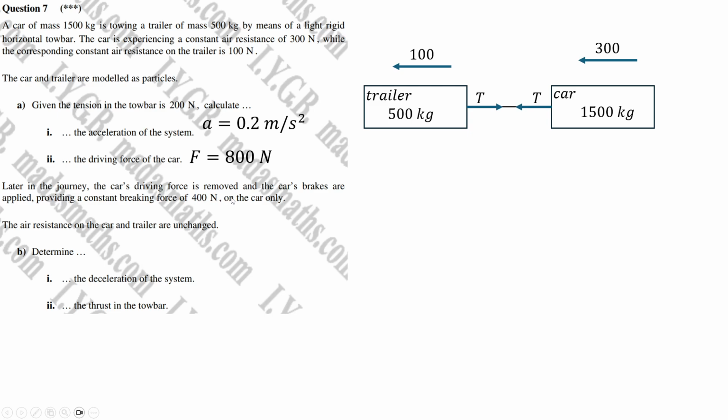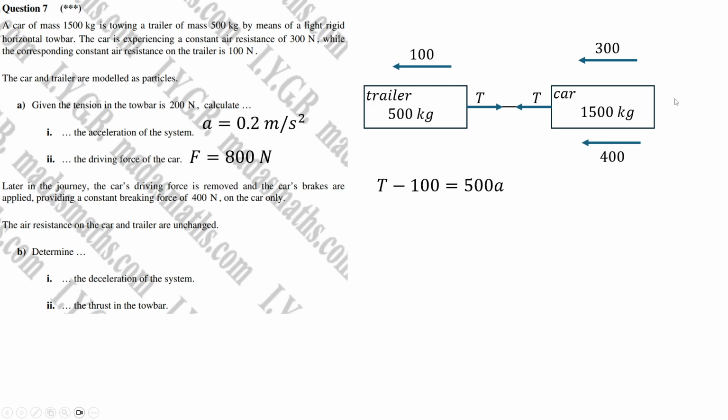The driving force is removed and the car's brakes are applied, providing a constant braking force of 400 newtons on the car only. So that driving force there is gone. We've got 400 newtons resistance only on the car. If you have a look at this one, you can say that T minus 100 equals 500A. And now the tension is not going to be the same. It's going to be different because what is this? Yeah, so it's a tow bar, okay.